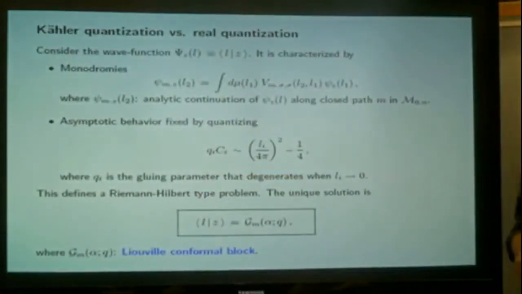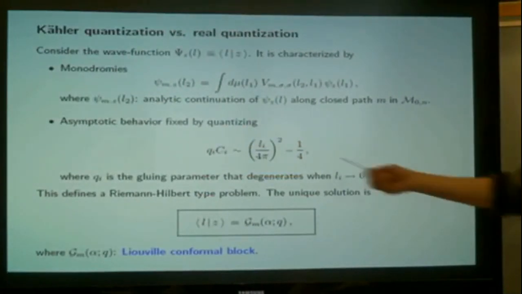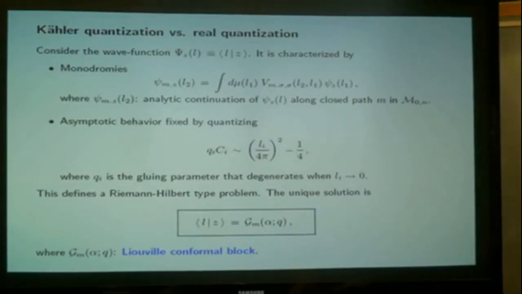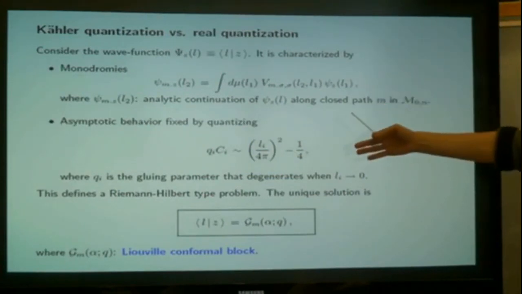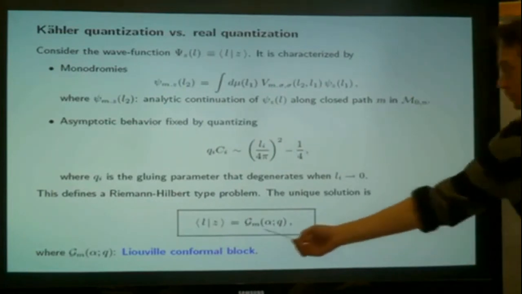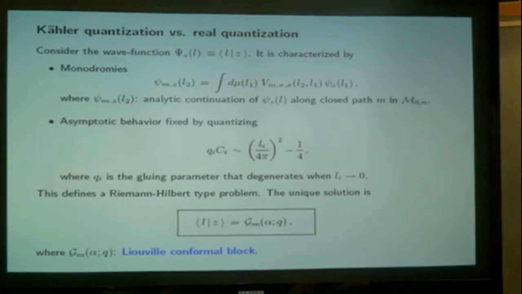So that's a nice formula, and okay, you can quantize it, and so on. At the end of the day, it basically fixes the asymptotics uniquely. So you have fixed monodromies, you have fixed asymptotics, and then, of course, the solution to the Riemann-Hilbert type problem is unique. And if you make the calculation, you find the Liouville conformal blocks are exactly solving this problem. So this is the way to arrive at the identification between quantum Teichmüller theory and Liouville theory.